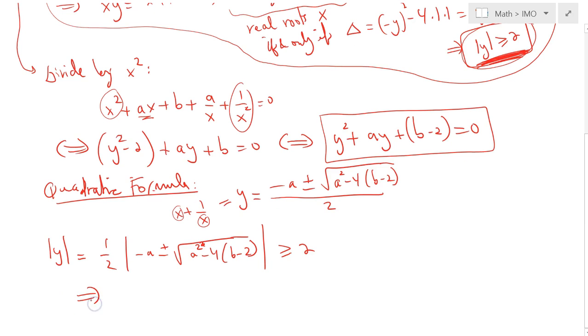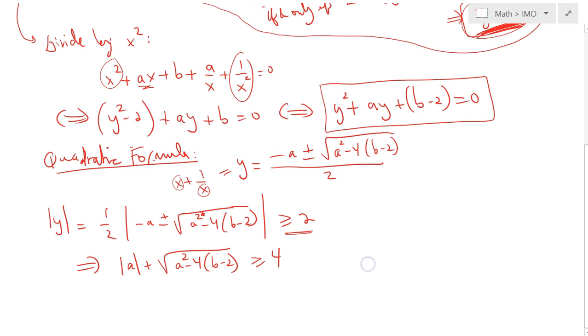So this implies that for at least one of the roots to be real, you should have the absolute value of y greater than or equal to 2, as we said. And now we can expand it, so at least we should have the following thing, right? The absolute value of a plus the square root of a squared minus 4b minus 2 would be greater than or equal to 4. So we need to ensure that this thing at the least holds, which implies that the square root of a squared minus 4 times b minus 2 itself is greater than or equal to 4 minus the absolute value of a.